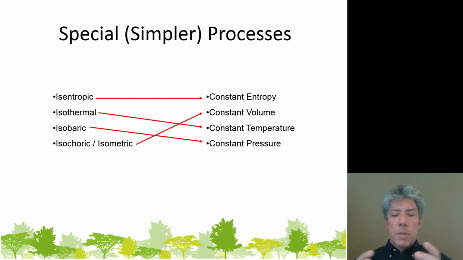If the system remains at a constant volume and yet changes states, and so other properties change, we call that an isochoric or isometric process. Okay, if the system changes states but the pressure remains constant, then that is an isobaric process or a constant pressure process.